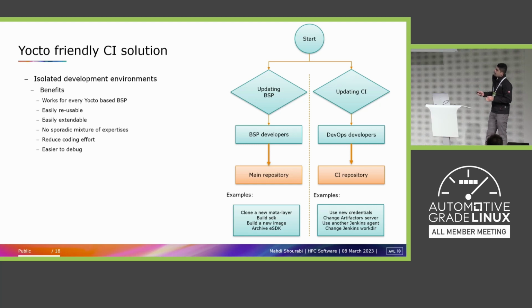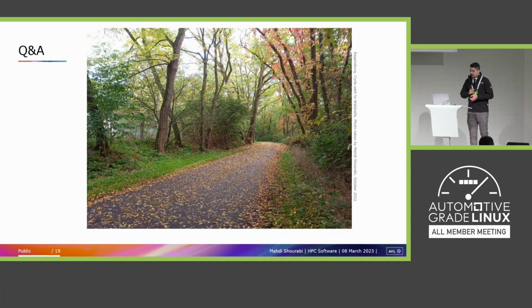So this architecture works for every Yocto-based BSP. It is easily reusable and easily extendable, and there is no mixture of expertise, where a CI developer says, I don't know about the BSP, or a BSP developer says, I don't know about CI. It also reduces coding effort because the code may not exceed 100 lines. And it is easier to debug because both sides can be independently debugged and checked without affecting each other.